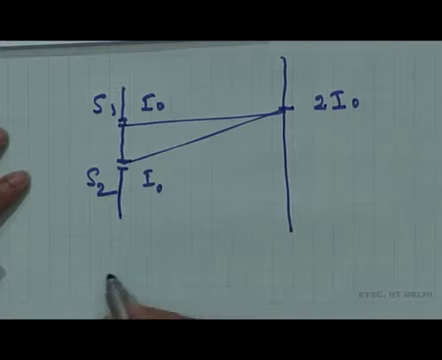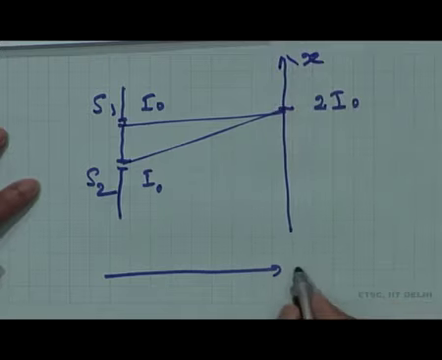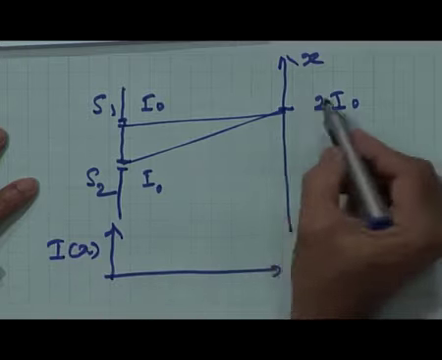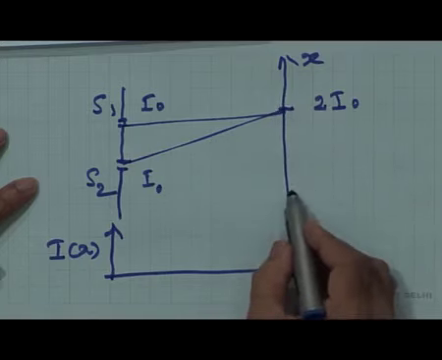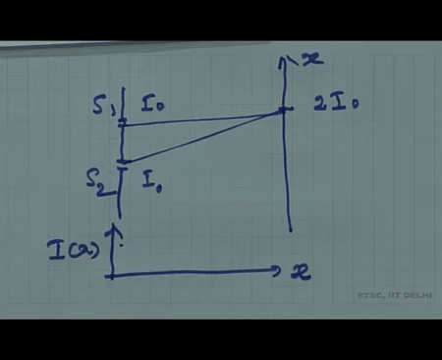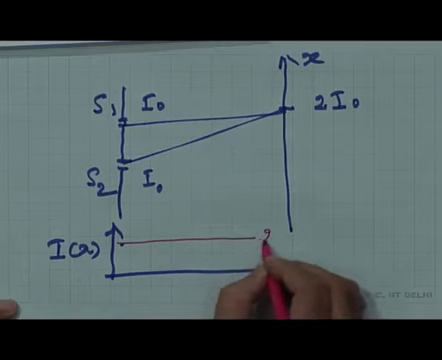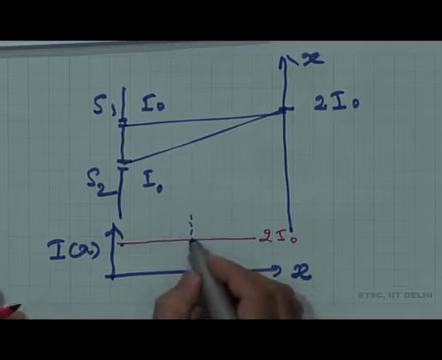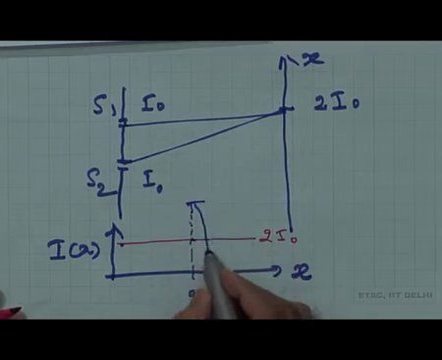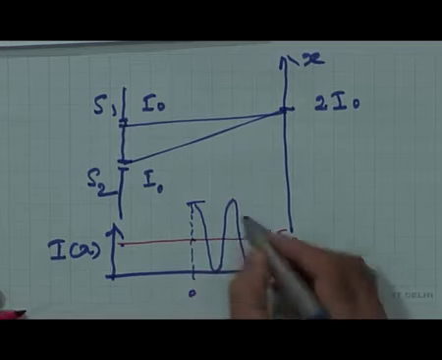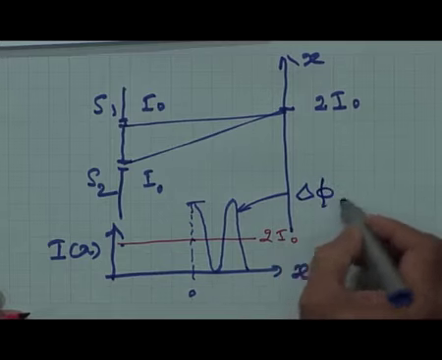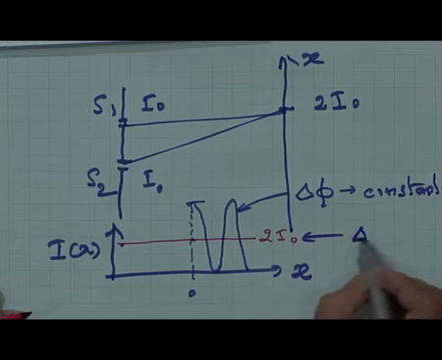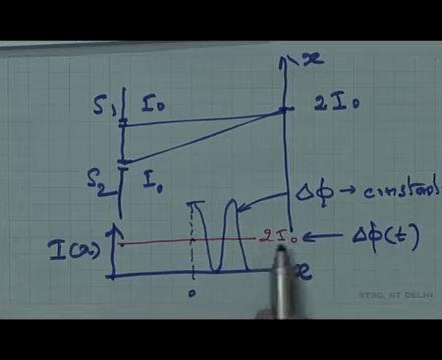In other words, if I plot the intensity I of x along the x direction on the screen, earlier we had very nice fringes, maxima, minima, maxima, minima. Now we simply have a uniform 2 I 0. Compare this with what we had earlier, where at x equal to 0 there was a maximum of 4 times I 0, and the intensity varied like this. That was when delta phi is a constant, and this is the case when delta phi varies rapidly with time, which means there is uniform intensity.